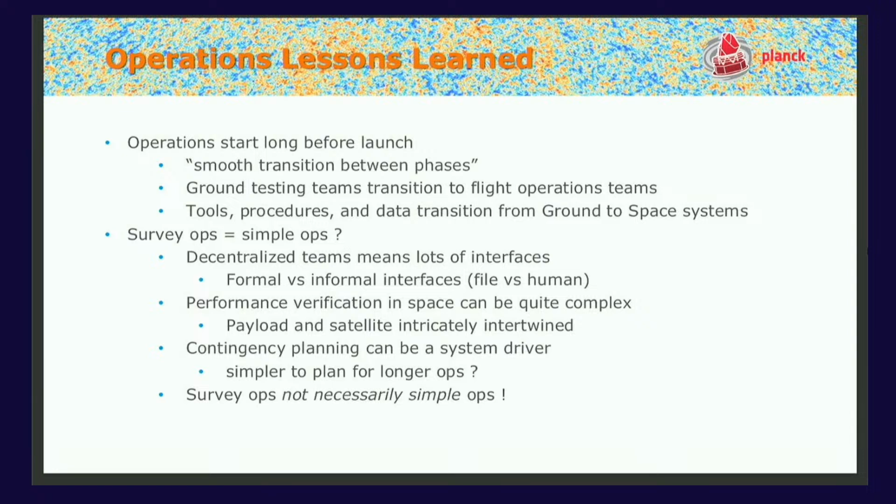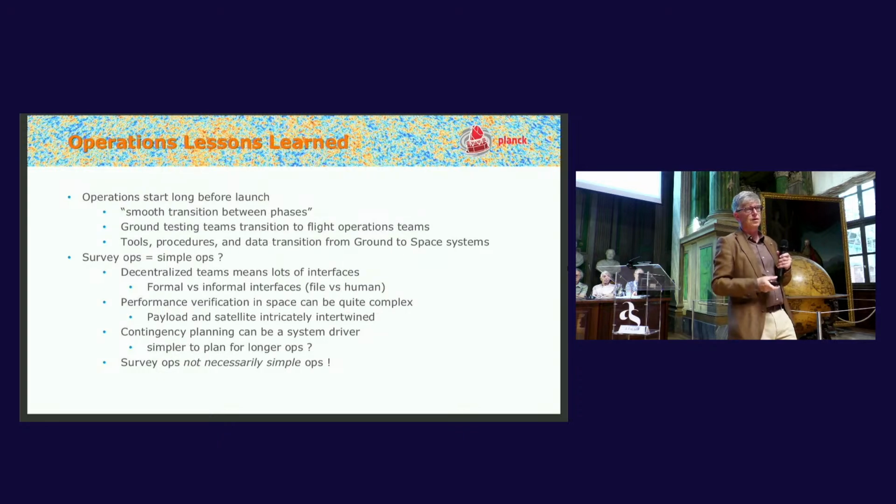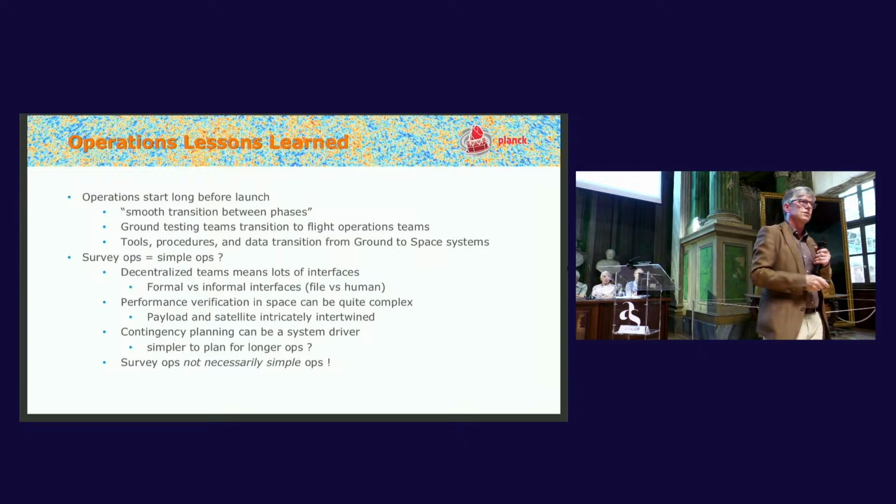It was certainly commonly known within ESA that if you have a survey mission, as opposed to an observatory, 3-axis stabilized and so on, the operations would be simple. But that's not necessarily the case. First of all, we had these decentralized teams doing the operations. That means a lot of interfaces. There are formal interfaces, files basically, and informal interfaces, human interactions. And they're both really important, and they're both cumbersome.